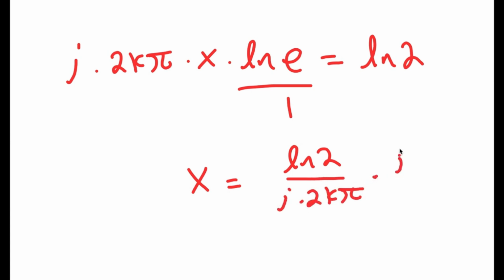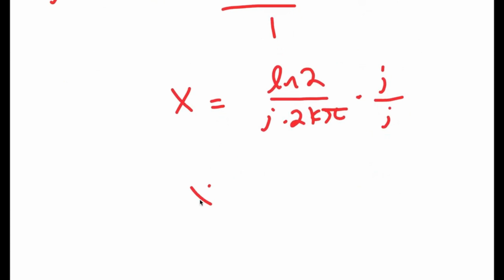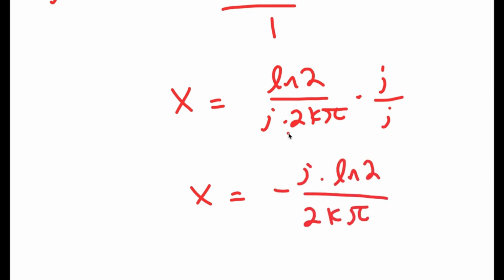So I get x is equal to ln 2 over i times 2k pi. And now I'm going to multiply this by i over i. So I get x is equal to negative i times ln 2 over 2k pi, because i squared is negative 1. So this is my solution.